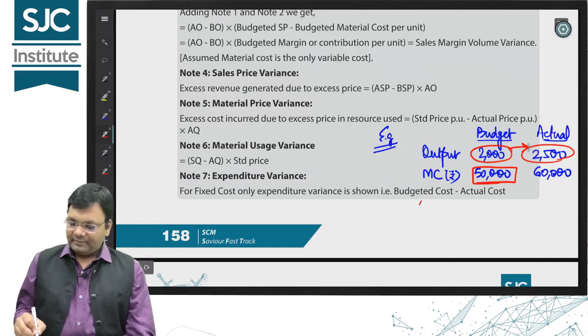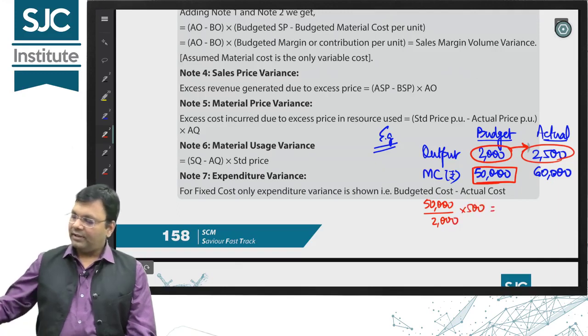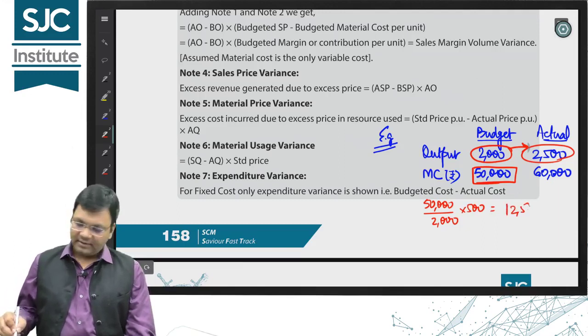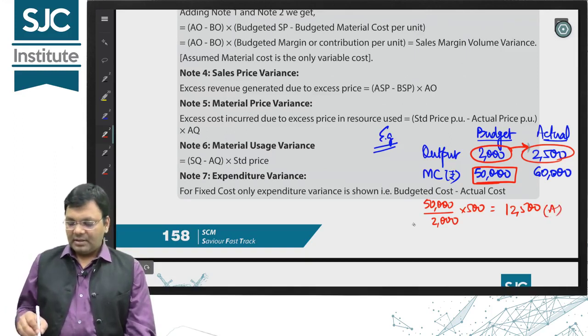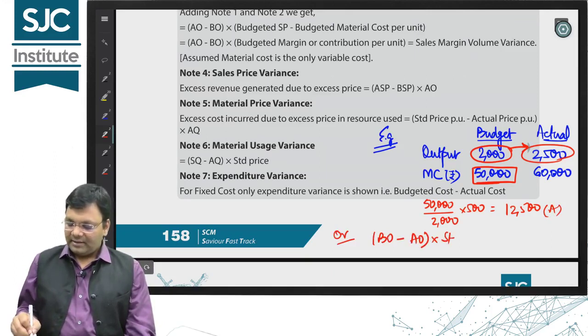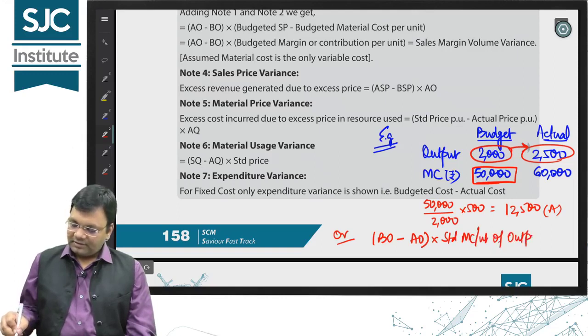So the answer is very simple. For 500 units the cost will come, you can write it like this: 50,000 is for 2000 units, so for 500 units you can calculate. 50,000 divided by 2000 into 500, it is coming 12,500, right? So it is an increase in cost, so this is adverse. Or you can write it as a formula, which says budgeted output minus actual output multiplied by standard material cost per unit of output.